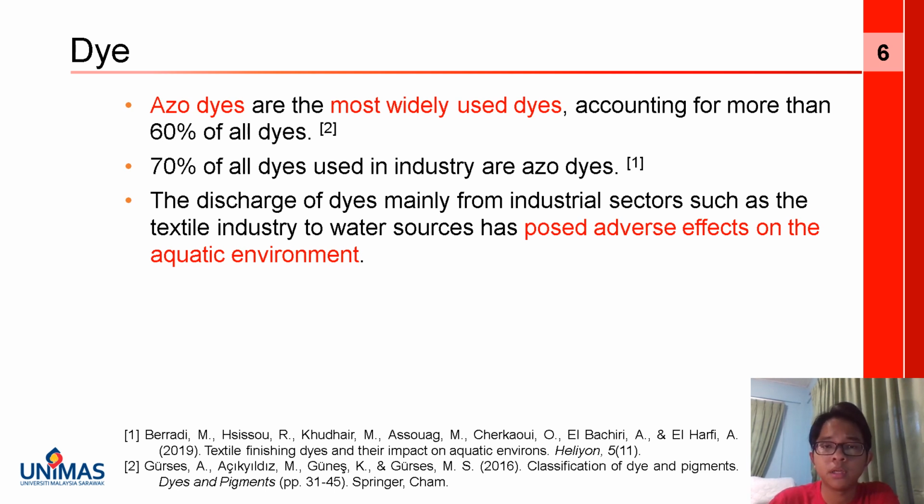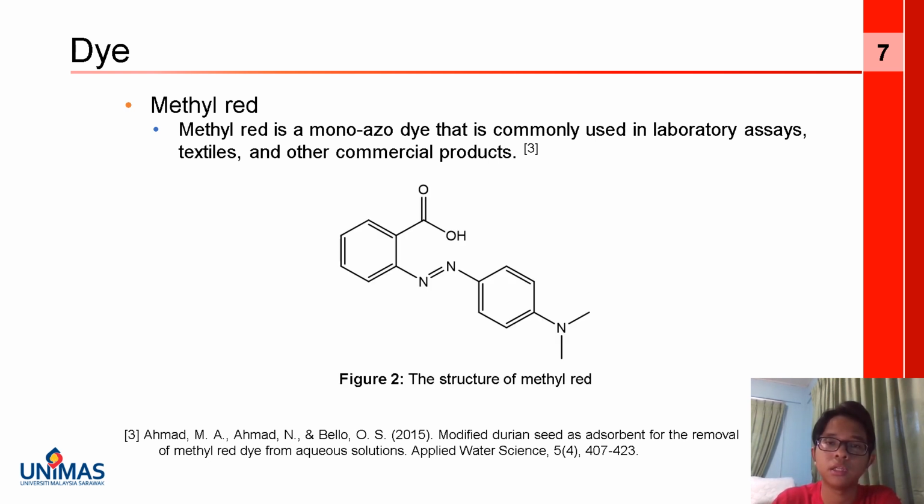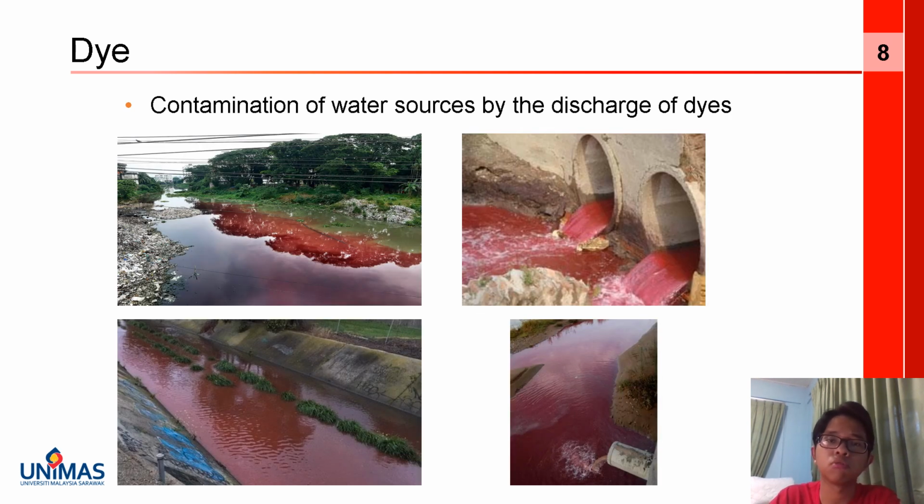During the dyeing process, these dyes are released into environments like rivers, lakes, and seas. One example of azo dyes released to water sources is methyl red, and this is the structure of methyl red. This is what happens when dyes are released into the environments. The rivers appear turbid, brightly colored, and filthy, which destroys the beauty of the ecosystem.